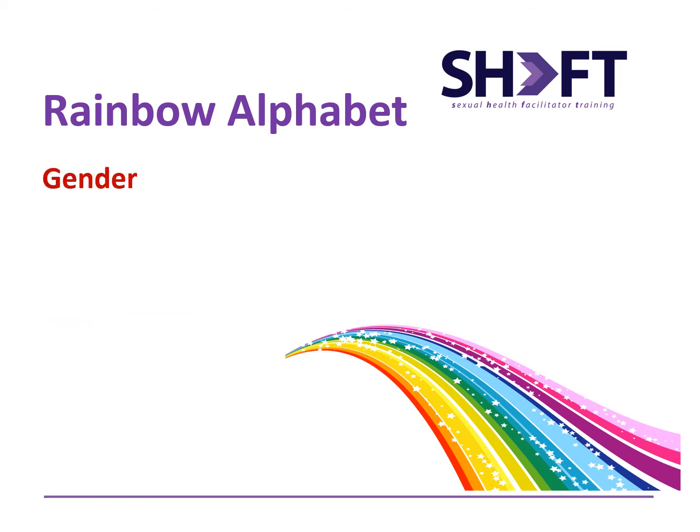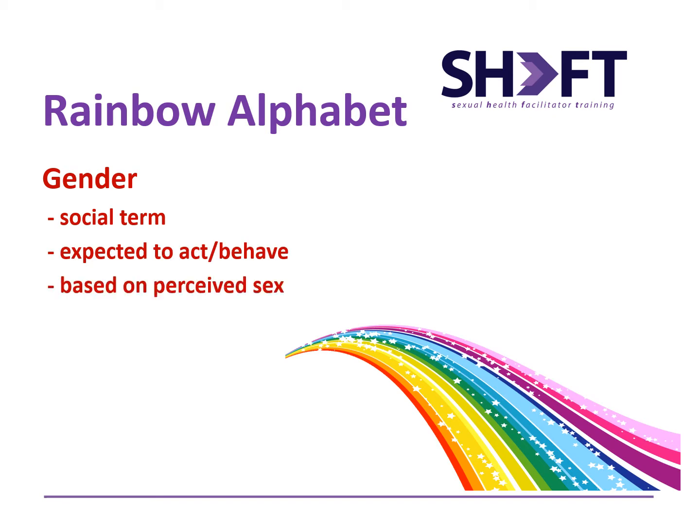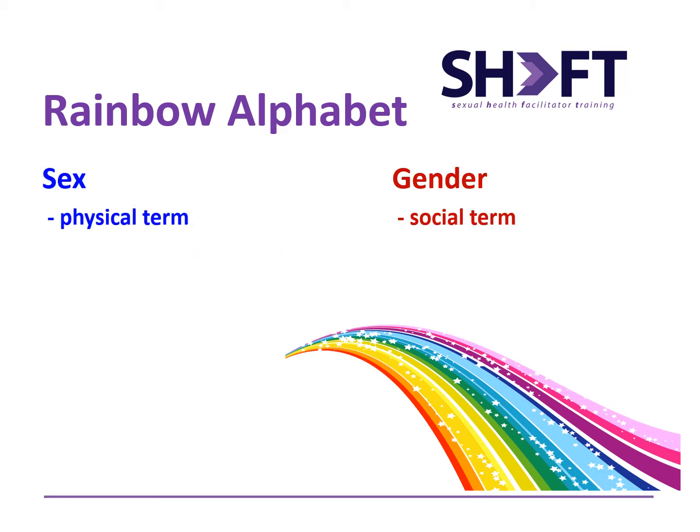Gender, on the other hand, is a social term. It defines how you are expected to act based on your perceived sex or on your sex as designated at birth. In Canada, there are currently 3 options for a designated sex at birth: female, male, or intersex.